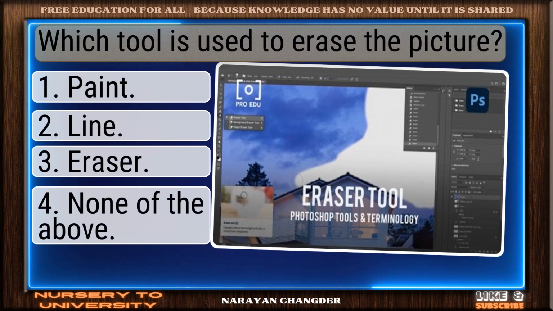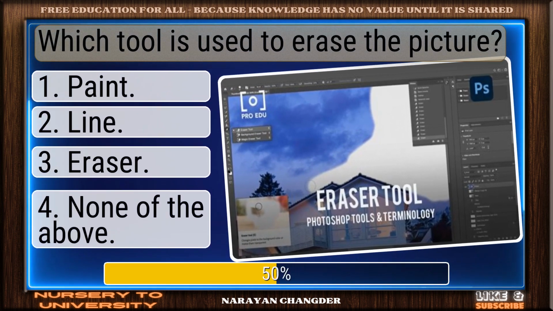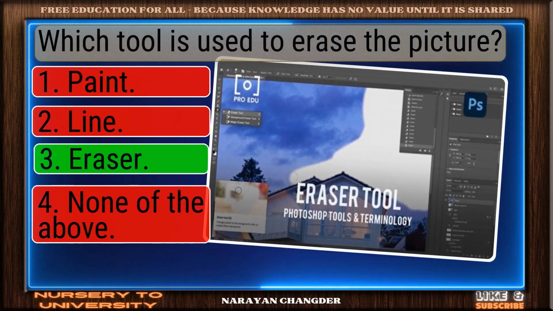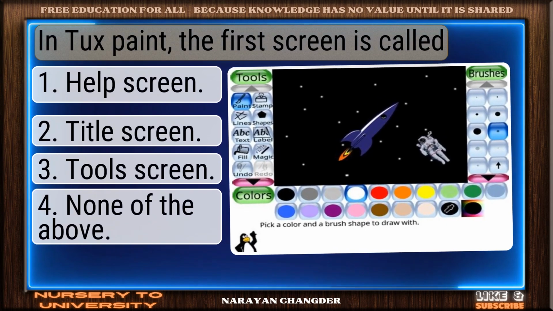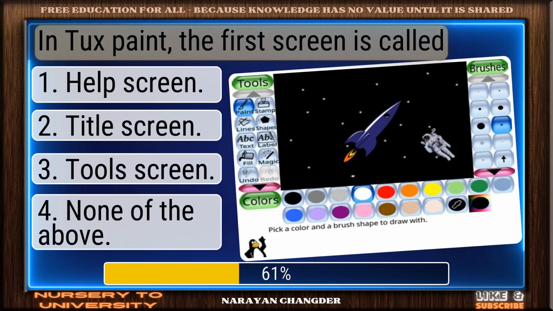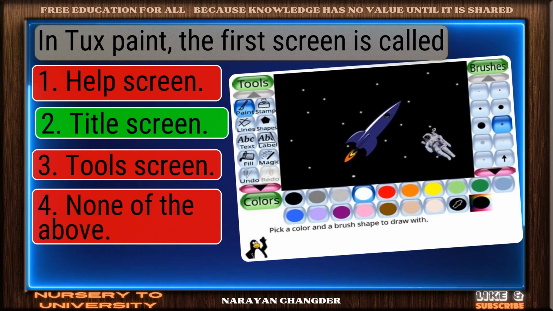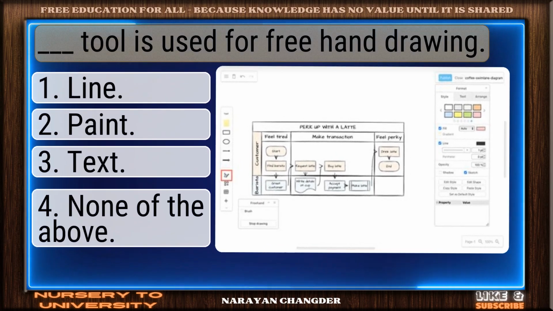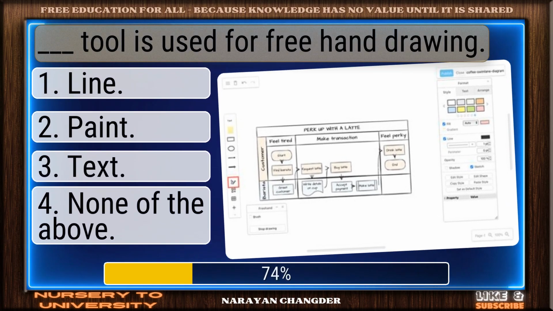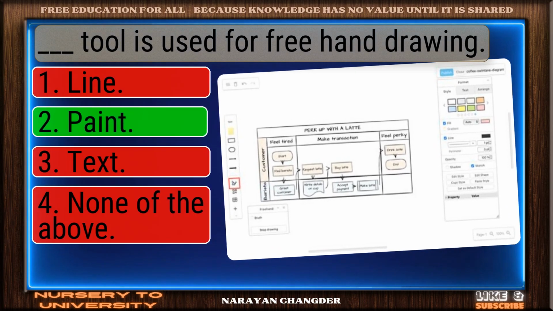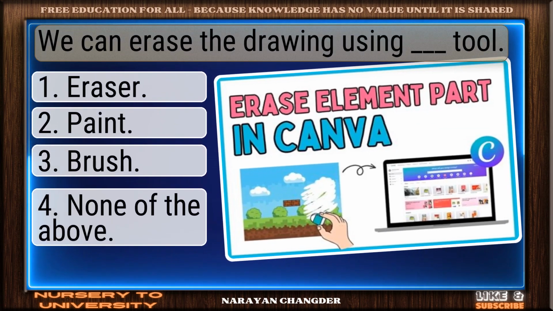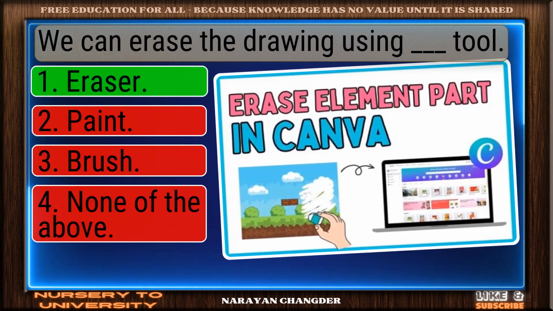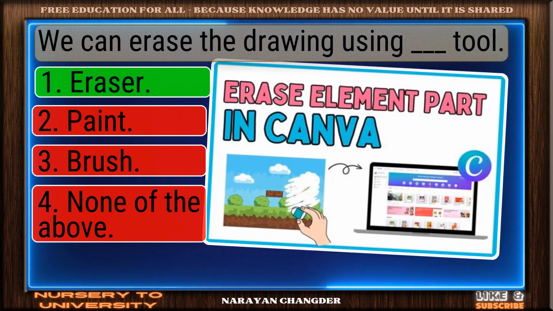Which tool is used to erase the picture? You're right. Eraser is correct. In Tux Paint, the first screen is called. Great job. Title screen is accurate. Dash tool is used for freehand drawing. Excellent choice. Paint is right. We can erase the drawing using dash tool. Smart move. Eraser is accurate answer.